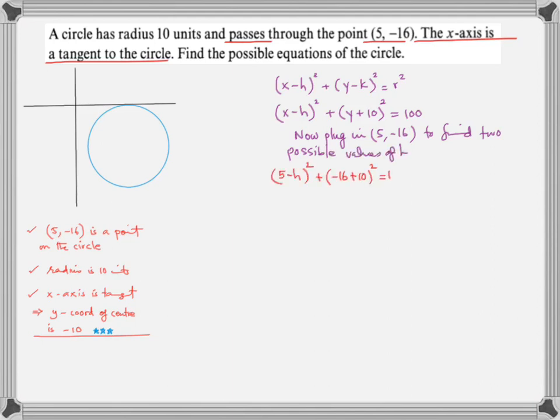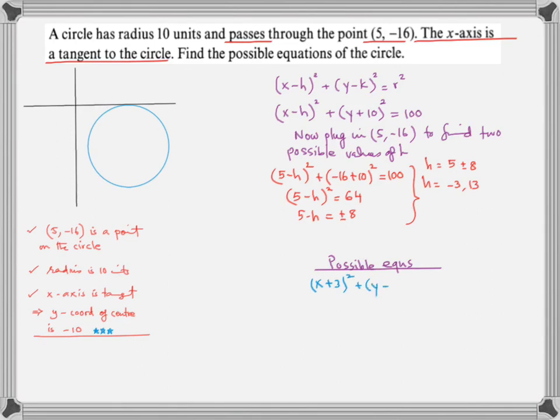So a little bit of math. (5 minus h) whole squared is 64. Don't forget the plus minus 8. Therefore, the values of h are -3 and 13. Therefore, the possible equations are, this is the first one, that is the second one. So there are two possible equations of a circle based upon two different values of h.